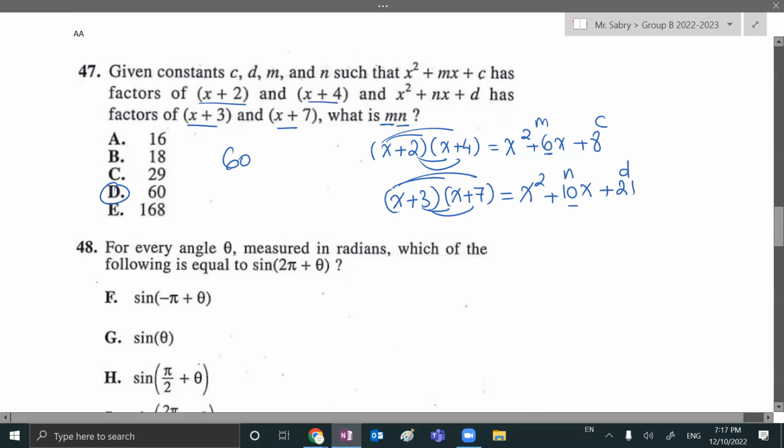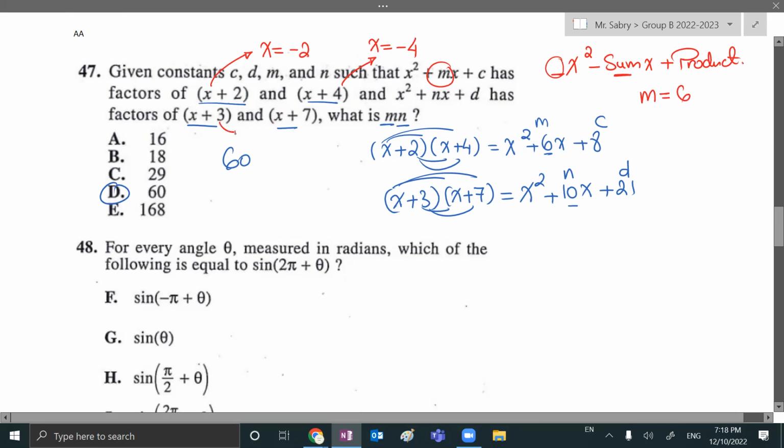Another way to look at it is, if you remember, I told you once that whenever x squared has a coefficient of 1, the number next to the x is the sum with the opposite sign, and the number alone is the product with the same sign. If you know that these are the factors, then you know that x must be equal to -2, and this x is equal to -4. If I need to find m, I just need to add them, get the sum, and switch the sign. So it will become -2 plus -4, which is -6, and switch the sign. So right away, m is positive 6.